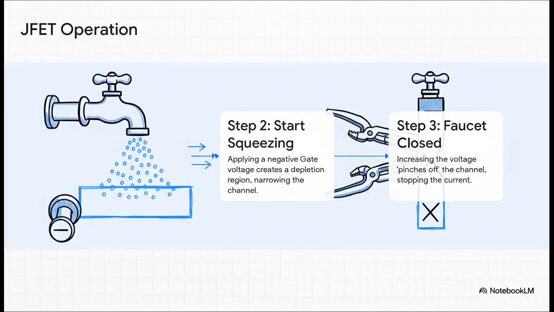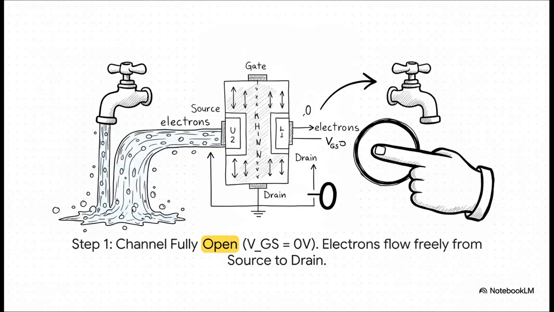Now, we're going to walk through this operation one step at a time. Let's see exactly what happens when we start turning that knob, when we start changing the voltage on the gate. First up, let's imagine our faucet is turned all the way on. This is what happens when the voltage between the gate and the source, what we call VGS, is 0. With no controlling voltage applied, that channel is wide open and electrons flow freely from the source to the drain. This gives us the maximum possible current.